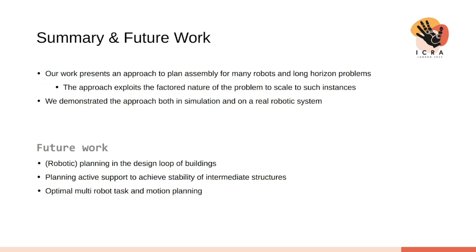To summarize, we presented an approach to plan an assembly sequence with many robots and for long horizon problems, and we demonstrated the approach in simulation and on a real robotic system. Our approach works by exploiting the factored nature of the problem. In the future, we'd like to implement this approach in the actual design loop of buildings. We would like to look at active support to stabilize intermediate structures, and we recently started looking at optimality for the problem that we talked about just now.